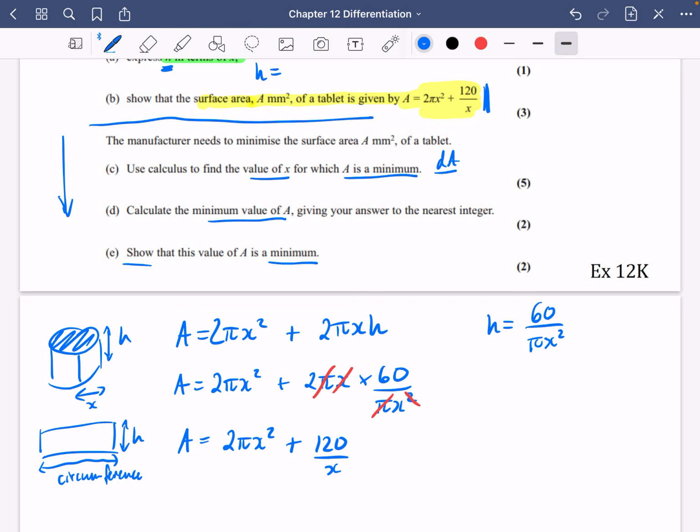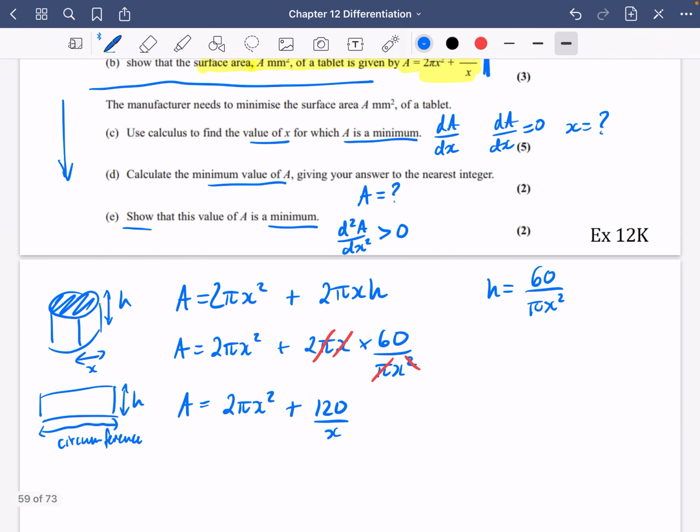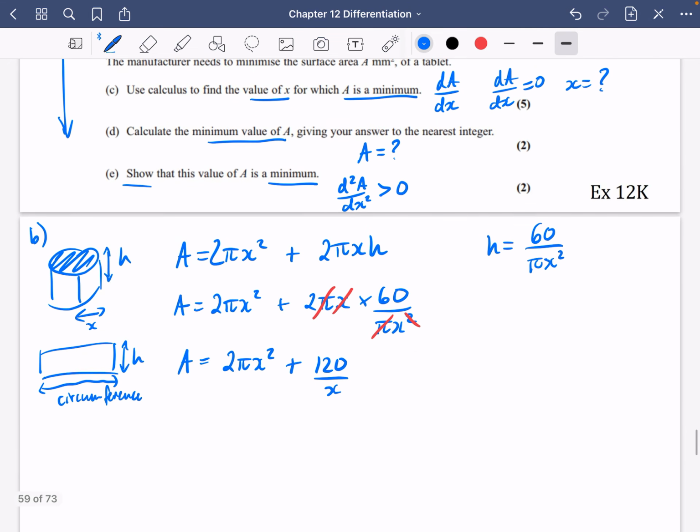So there's some steps for this whole question. We're first of all going to differentiate it to find out what dA/dx is. Then we're going to make dA/dx equal to 0, and then we're going to find out what x is. That's for part C. Then we're going to find out what A is for part D. And then to show that it's a minimum, we're going to differentiate it again, and we want it to be greater than 0. So that was part A. This is part B here, and now we're going to do part C.